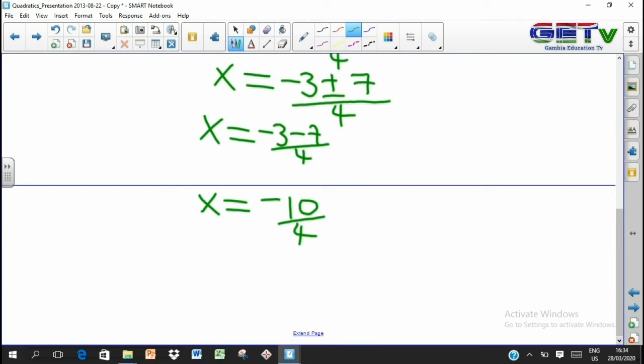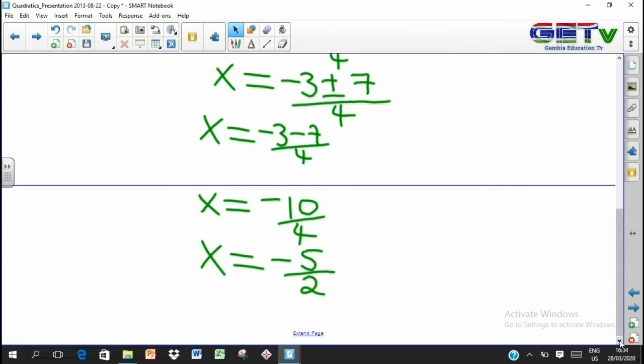We are going to look at a number that can go into 10 and at the same time into 4 without a remainder. What number is that? 2 can do that. So x equals, how many times can 2 go into negative 10? The answer will be negative 5 all over. How many times can 2 go into 4? That's going to be 2. So this is one solution for the equation.